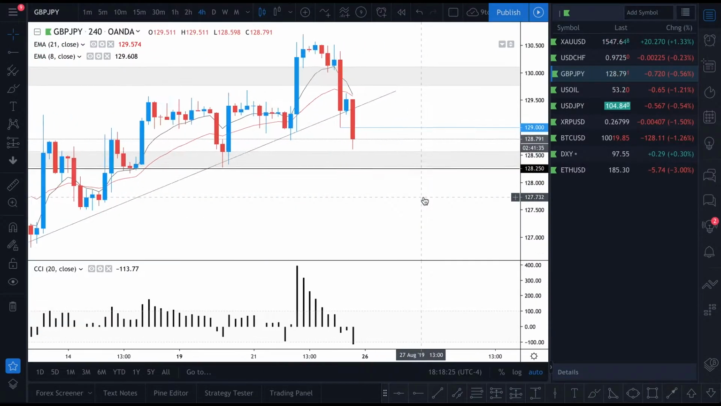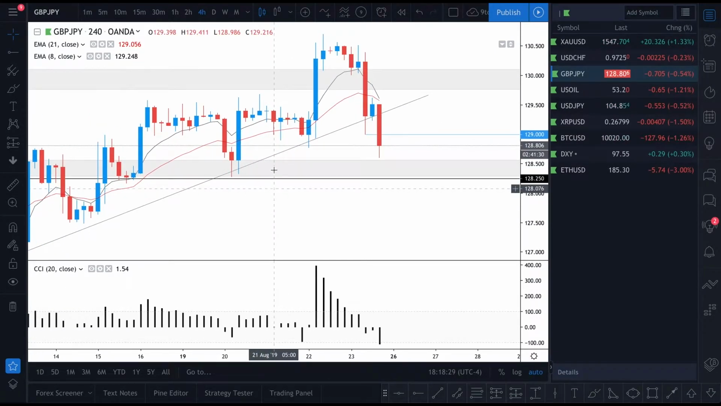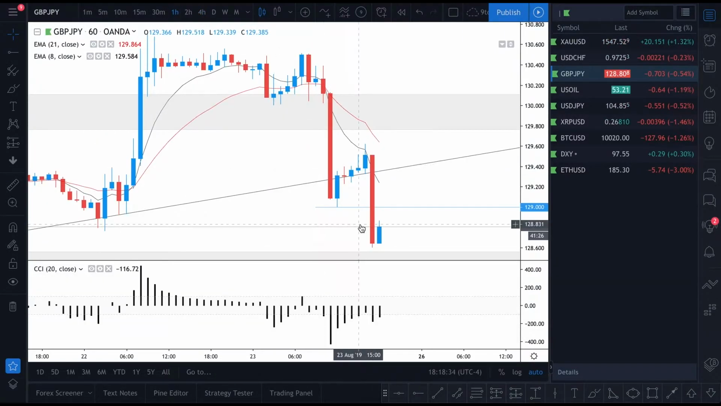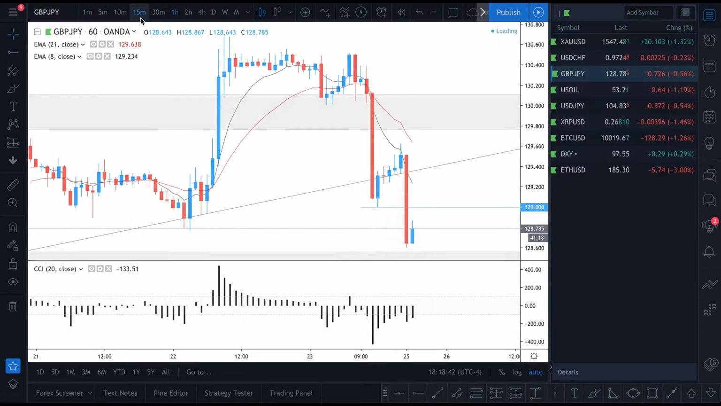So I'm looking for pullbacks up to at least the 129 level on GBPJPY for entries for short. That's all I really have on GBPJPY at the moment. I think that is something we'll possibly get. Maybe place a sell limit at this area. And again, on the lower time frames, look for reversal patterns.